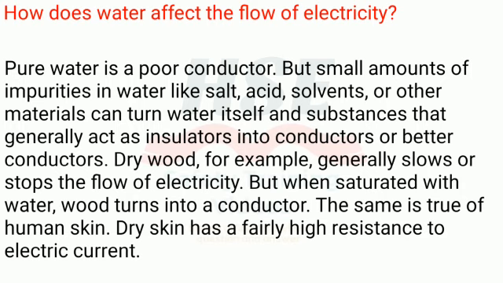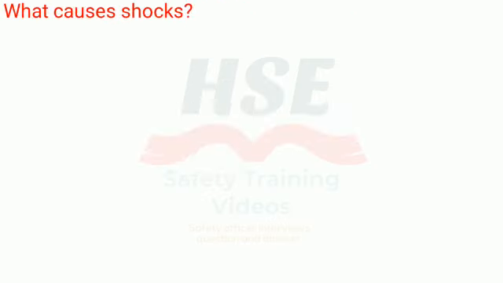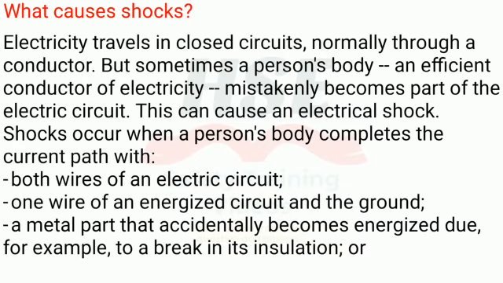The same is true of human skin. Dry skin has a fairly high resistance to electric current. But when skin is moist or wet, it acts as a conductor. This means that anyone working with electricity in a damp or wet environment needs to exercise extra caution to prevent electrical hazards.